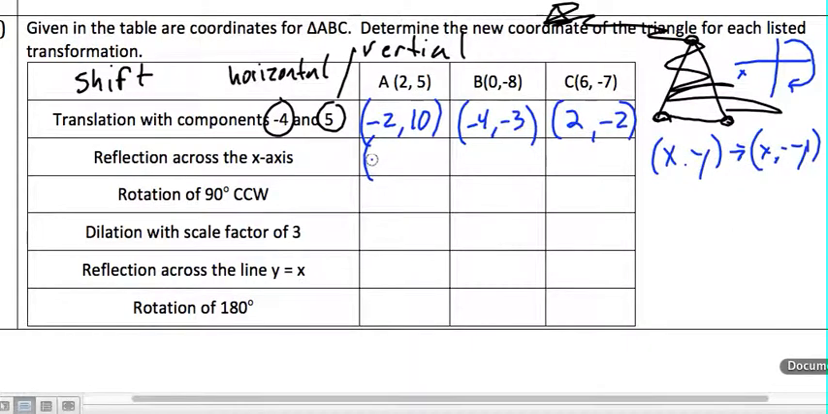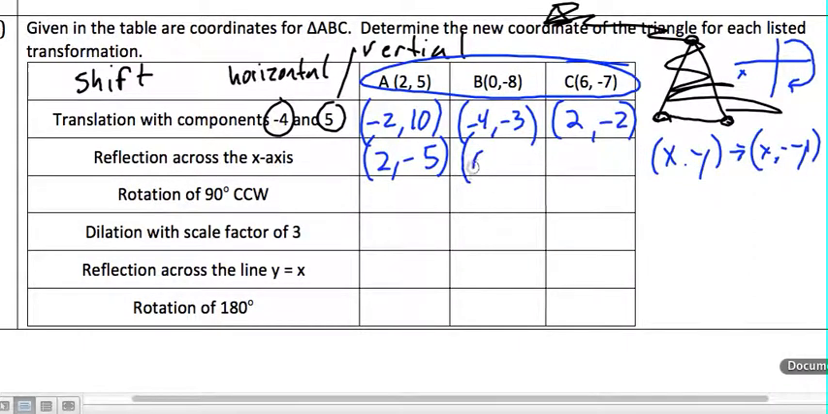X stays x, so it stays 2. And then y becomes -y, so this is -5. Remember, each time we're going back and using these points. We don't use the points in the row previously. It's like 6 separate questions. So question 1 is done. To do question 2, we go back and use these points.